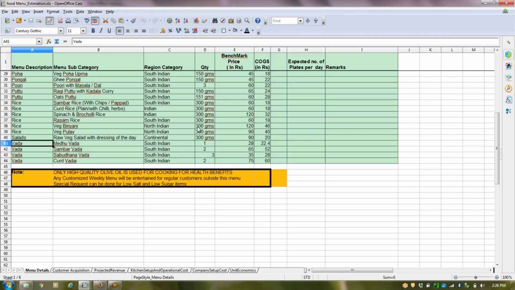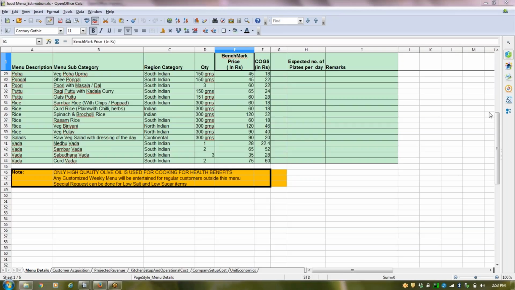Let's not go into the details of this menu. The point over here is COGS. They have developed the cost of goods sold, and they have also put the benchmark price. So the COGS over here, that is cost of goods sold, is the most important thing in the menu that these guys have put effort into and decided.